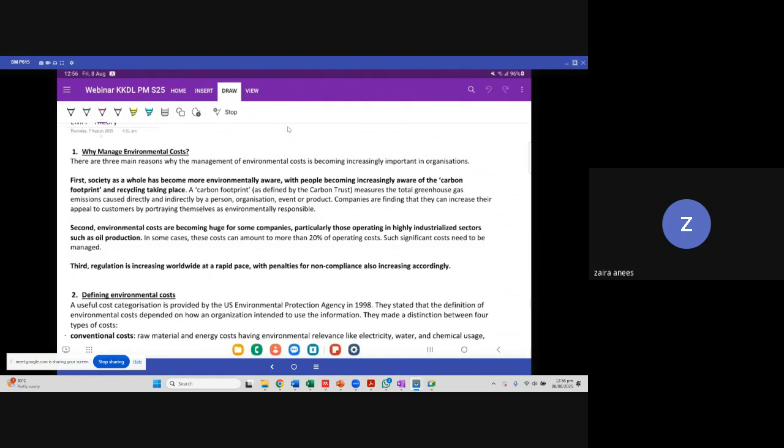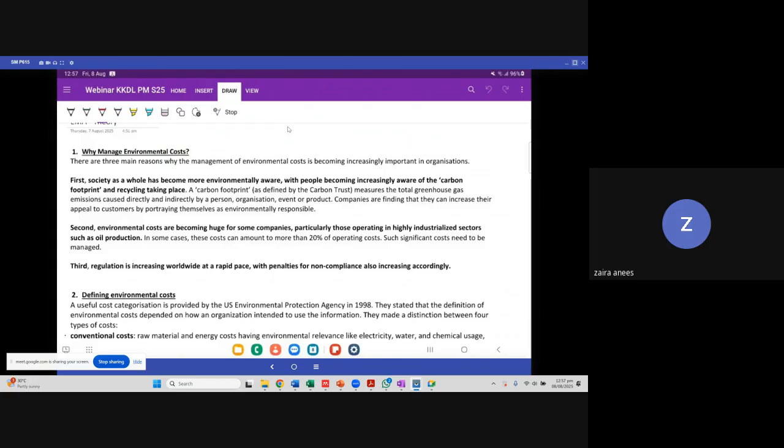Okay, so the first point is why environmental cost is important. So I have taken all these things from an ACCA article, which examiner published. That is in APM and PM both. Now it's quite prominent. Environmental issues are quite prominent.